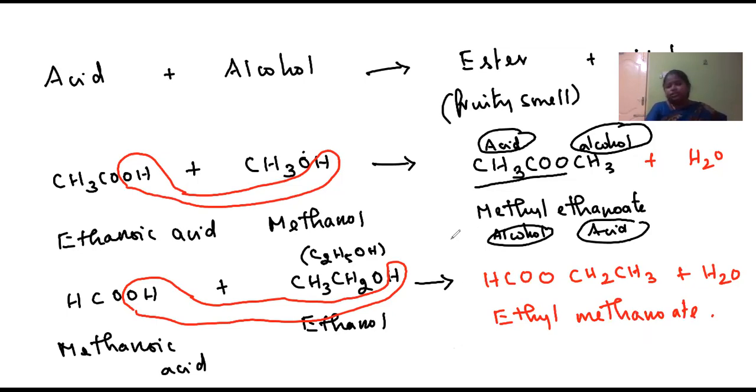Whatever it is, the acid group should come first while writing the formula, and the alcohol should come next. But while writing the name, the alcohol will come first and the acid next. That's it. Very easy, children. Try and let me know.